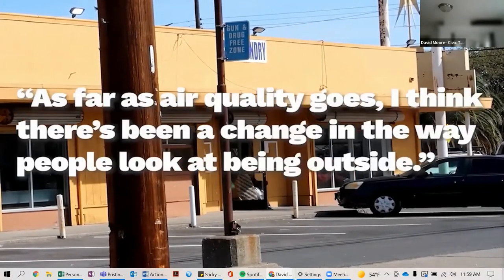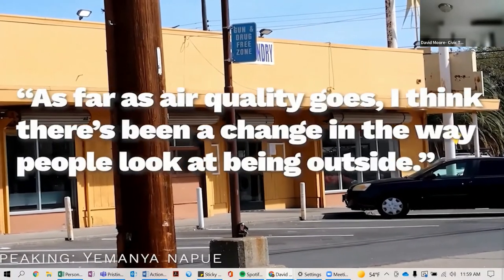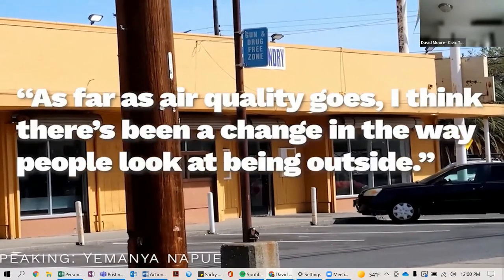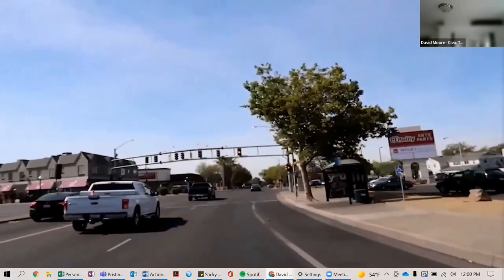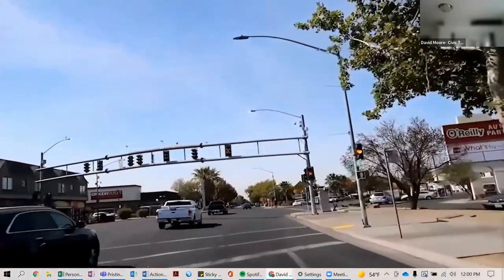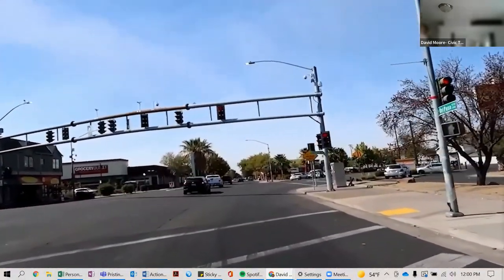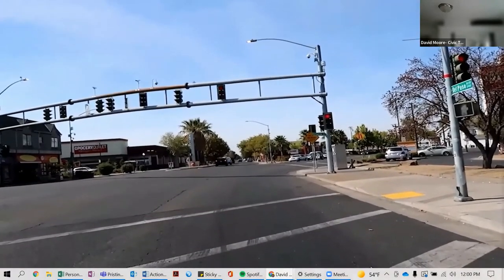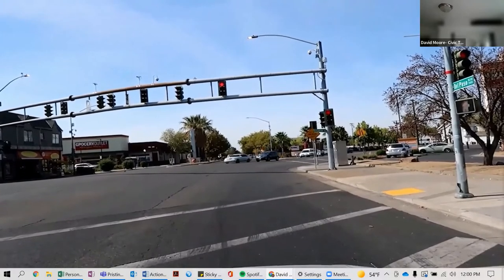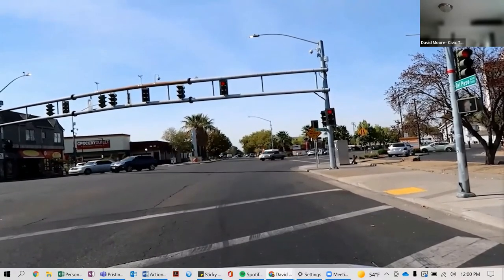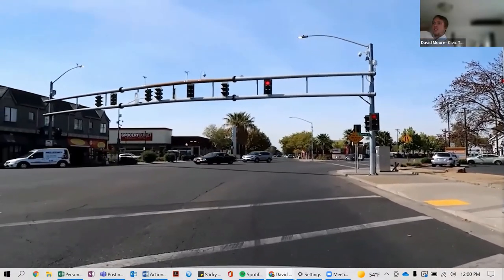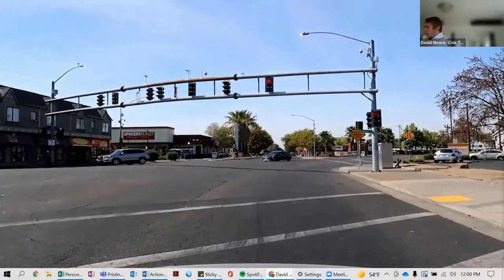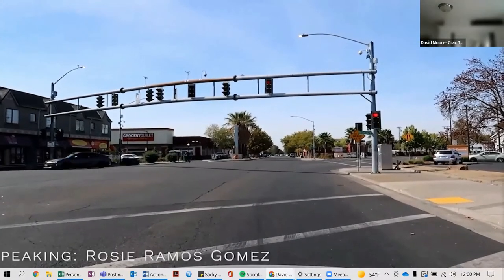But then, as far as air quality goes, I think that there's been a change in the way people look at being outside. You know, there used to be a time we didn't really think about that kind of stuff. We weren't worried about it, unless there was a fire or something like that, where it was all the way obvious that the air quality was changing. You know, now it's like unseen gases or some stuff.